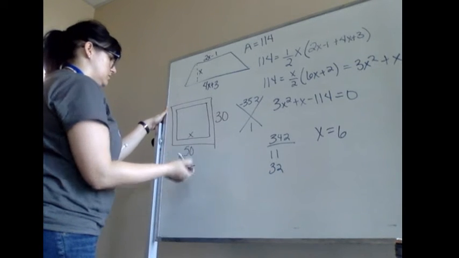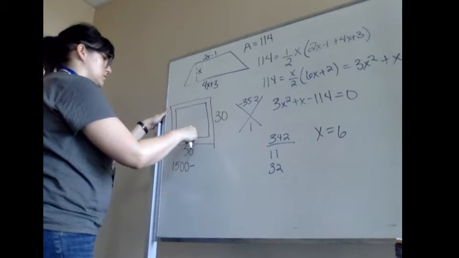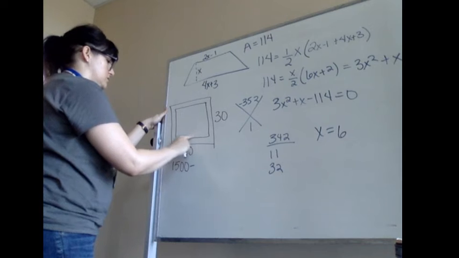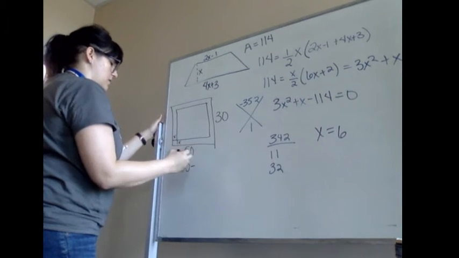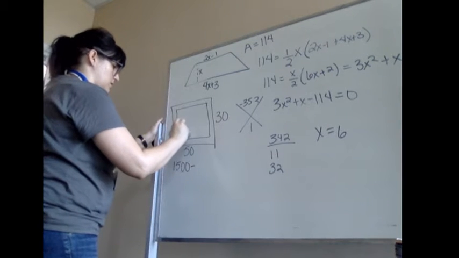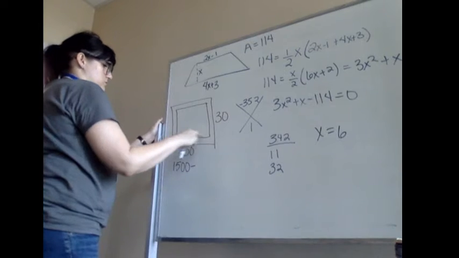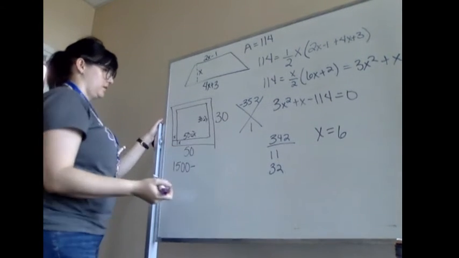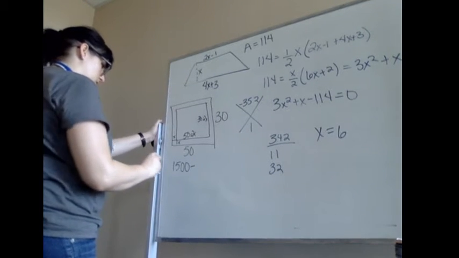minus, okay, if this is X, that means, all right, let's call instead this X, and this is X. That means that inside, this is 50 minus X. This is, or 50 minus 2X, because there's two X's. And this one is 30 minus 2X.